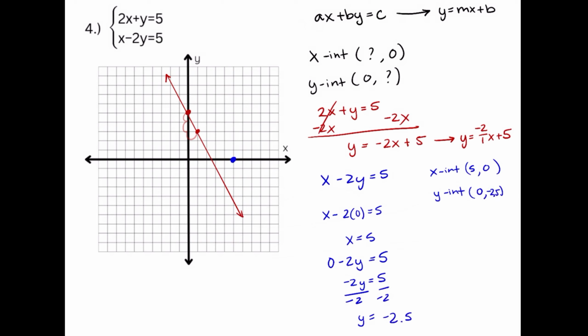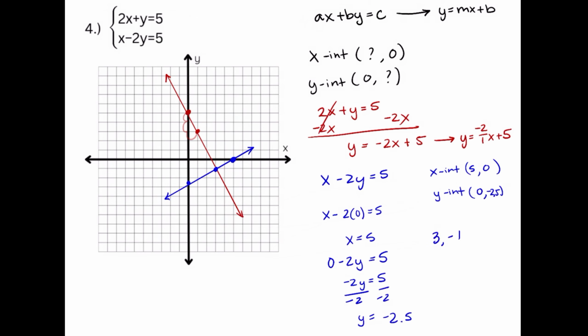So I'm going to go down 2 units and about halfway to the third one. And you only need 2 points to graph a line. Do our very best to make these line up. And it looks like our intersection point is right here at 3, negative 1.